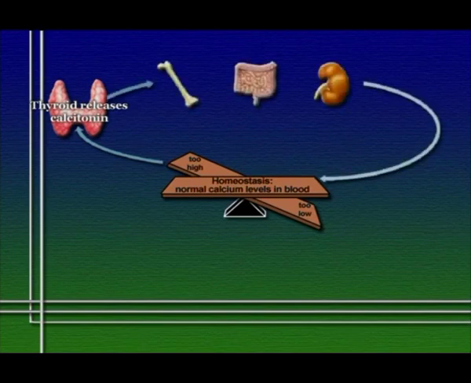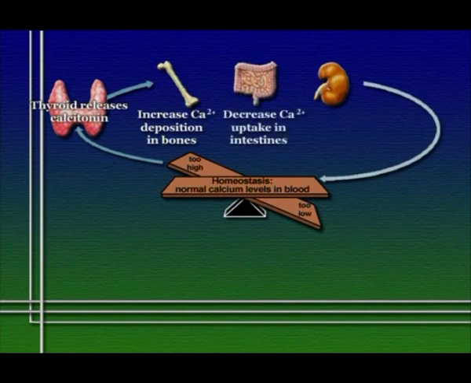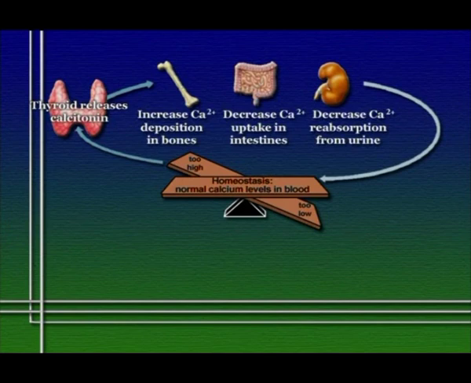For example, calcitonin causes bone cells to increase the rate at which they deposit calcium within themselves. This hormone also causes cells in the intestine to decrease the rate at which they take in calcium from the foods you eat. Finally, calcitonin also decreases the rate at which the kidney recycles calcium, essentially allowing more calcium to pass into the urine and be eliminated. All of these actions end up essentially reducing the calcium level in your bloodstream.